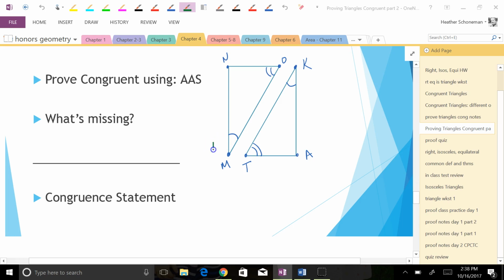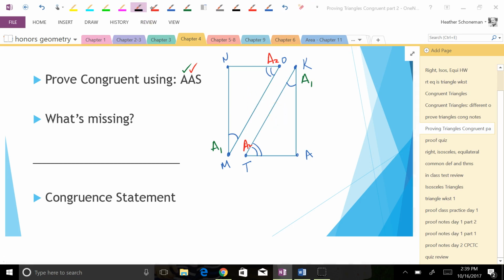So let's see what we do know. Well, we have an angle here, so that would take care of this angle. We have a second angle here, so that would take care of this angle. So what we're missing is the side. Now we've got to figure out which side it is. Well, if it was angle, side, angle, it would have to be the side in between. Well, that would be these two, because it's in between. That's not what we want. We need the non-included side.